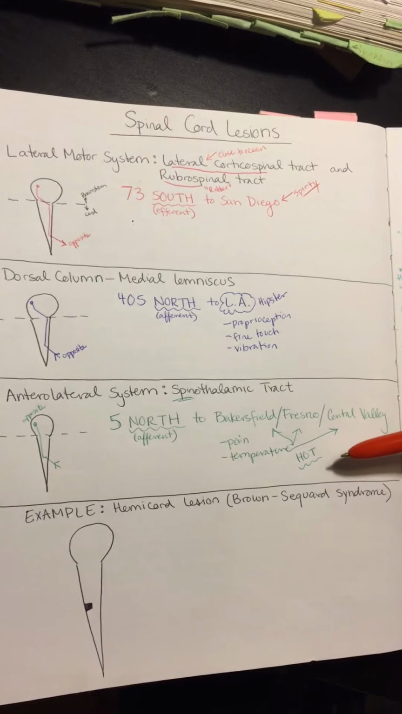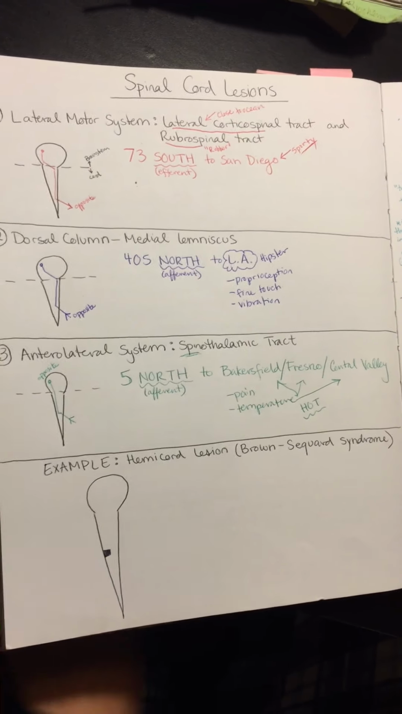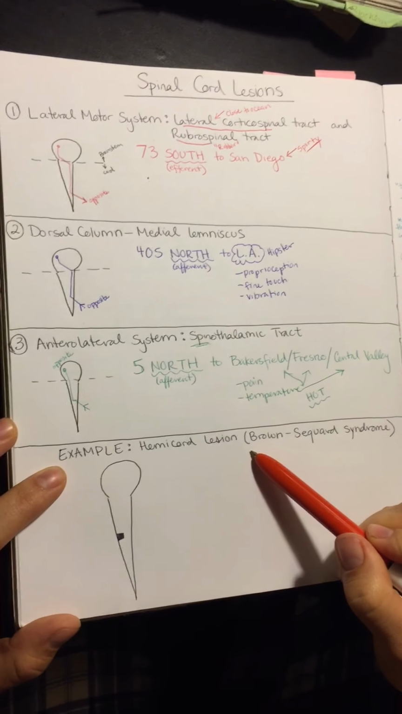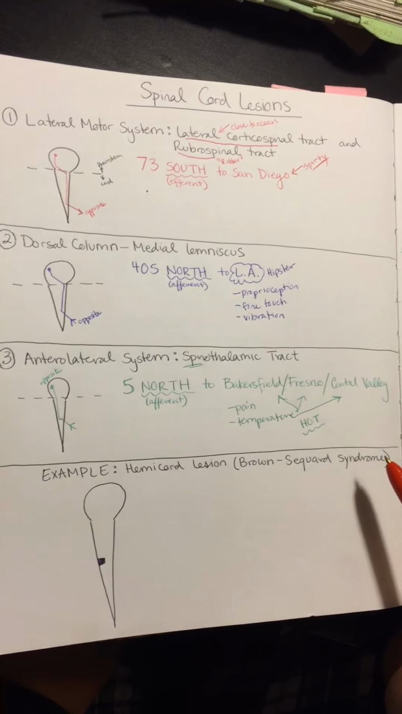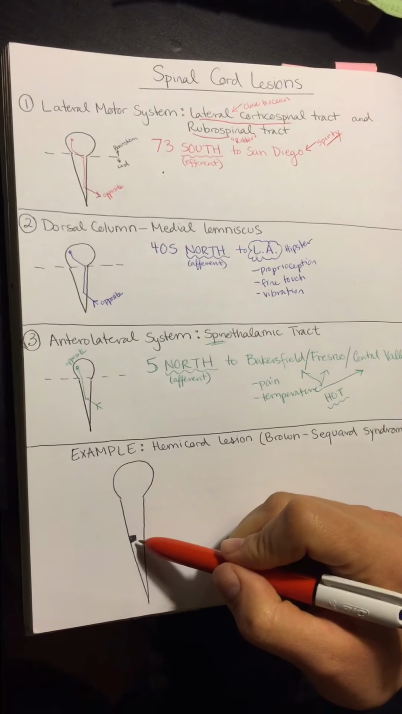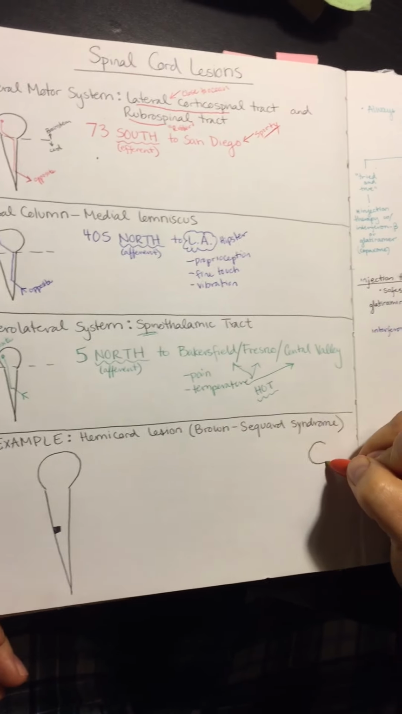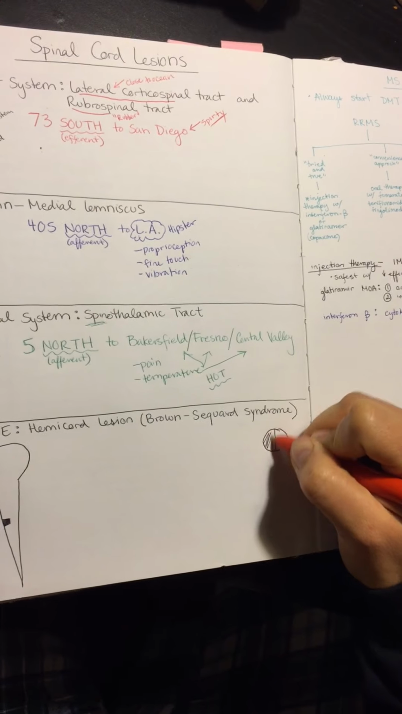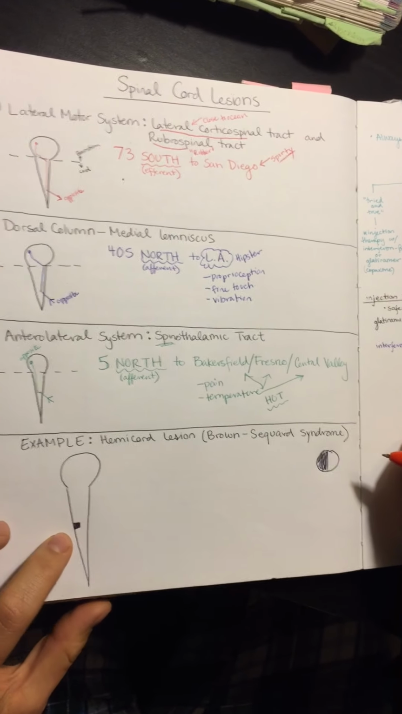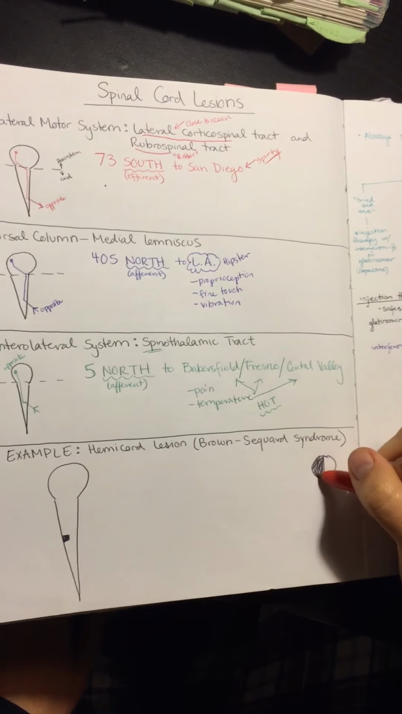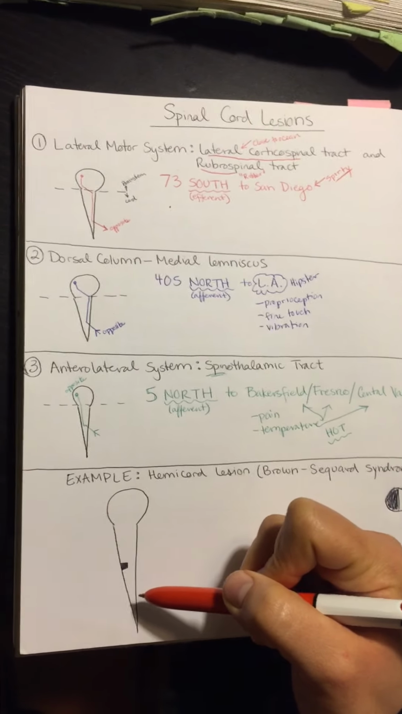Okay. So that is it for these three tracts, and now we're going to try and figure out in an example what's going on. Here we're going to talk about a patient who has a hemicord lesion, also known as Brown-Séquard syndrome. A hemicord lesion is where at one level of your spinal cord, half of the cord has been knocked out. If we were to look at it in cross section, here's your cord, and half of your cord has been totally messed up. Let's say this is, I don't know, at T12. At that level, no sensory or motor input can pass through this blockage.